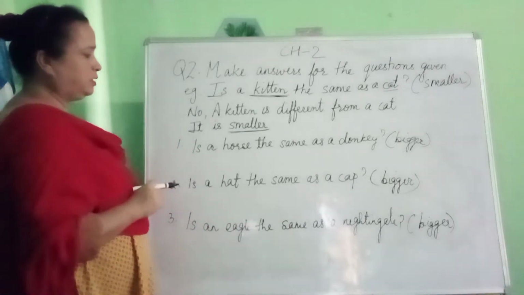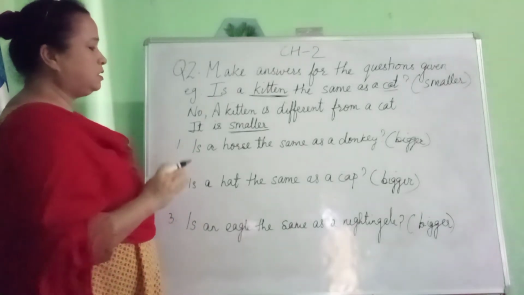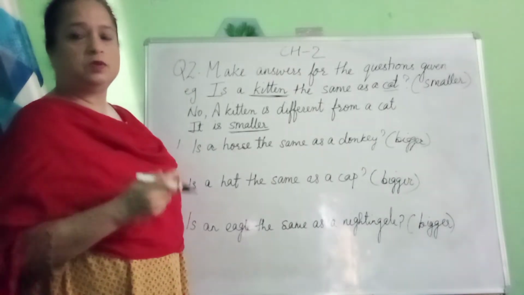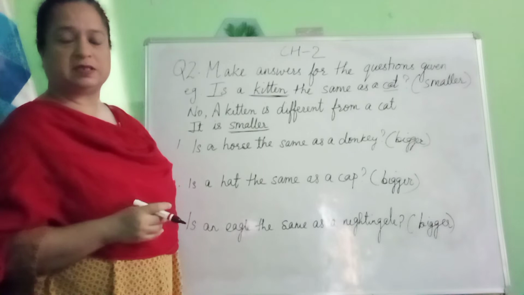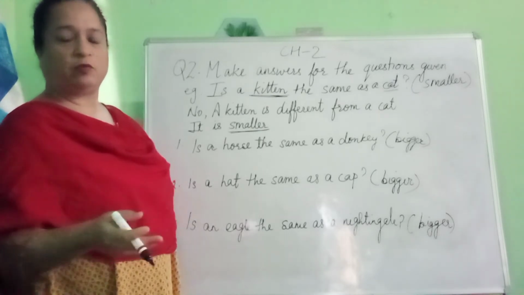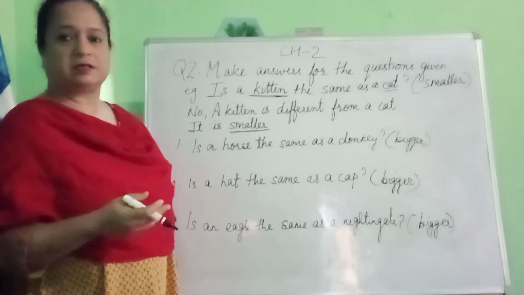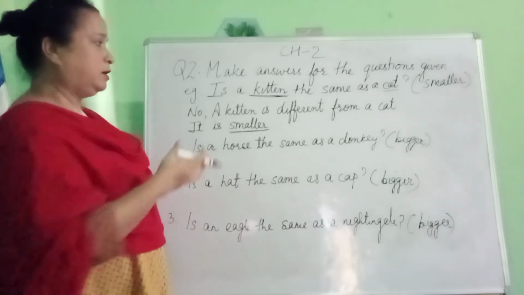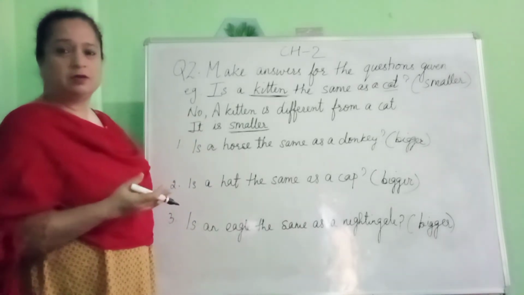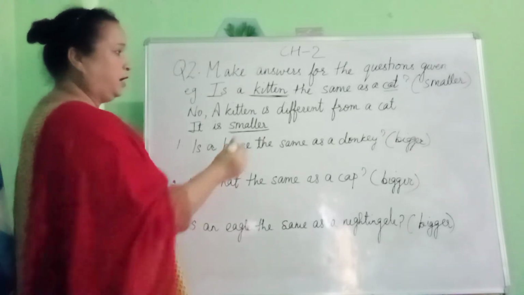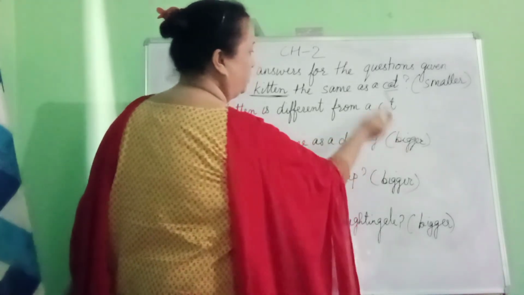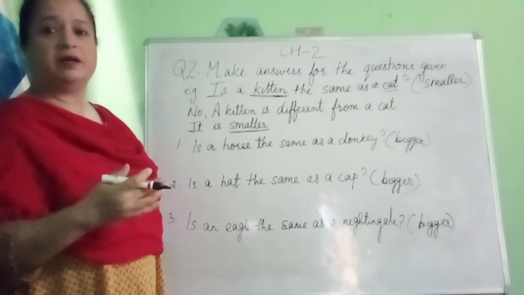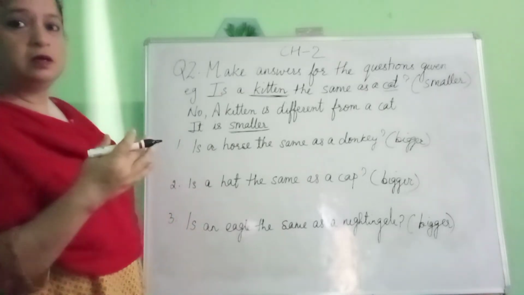Now let us have a look at the next question. Is a horse the same as a donkey? Now you will tell me, ma'am, both are nearly the same size, both have tails, both have four legs, they have eyes. Yes, they do, but a horse is a ghoda and a donkey is a gadha. So they are different. And what is the word that I have written over here? Bigger. That means a horse is bigger in size than a donkey.